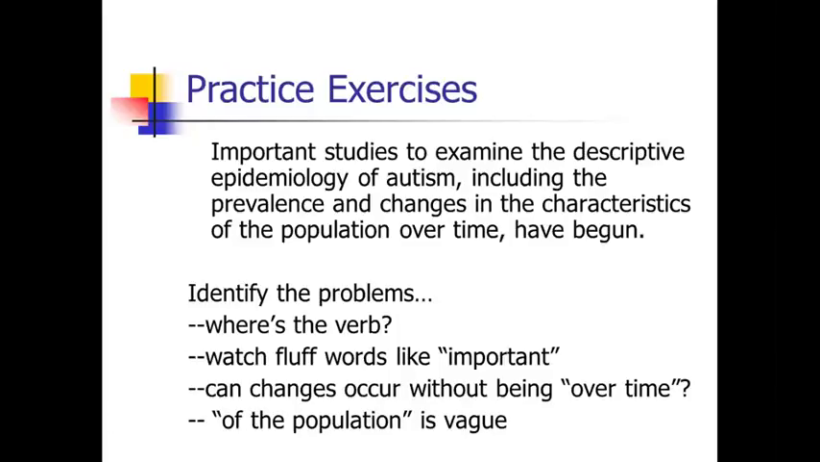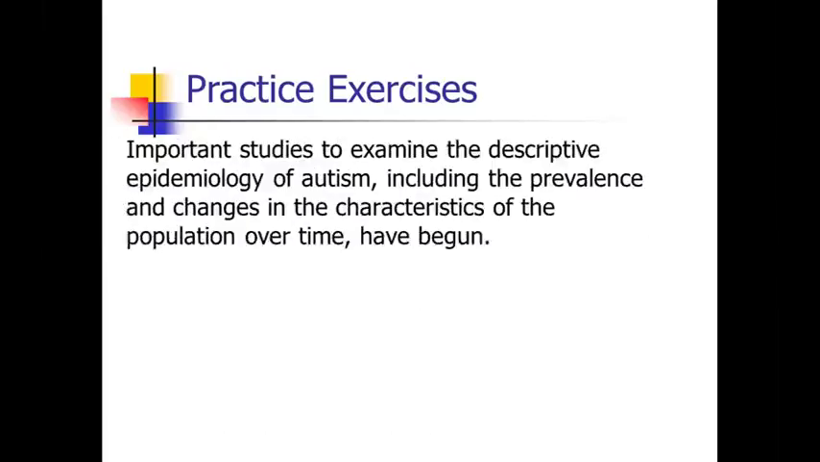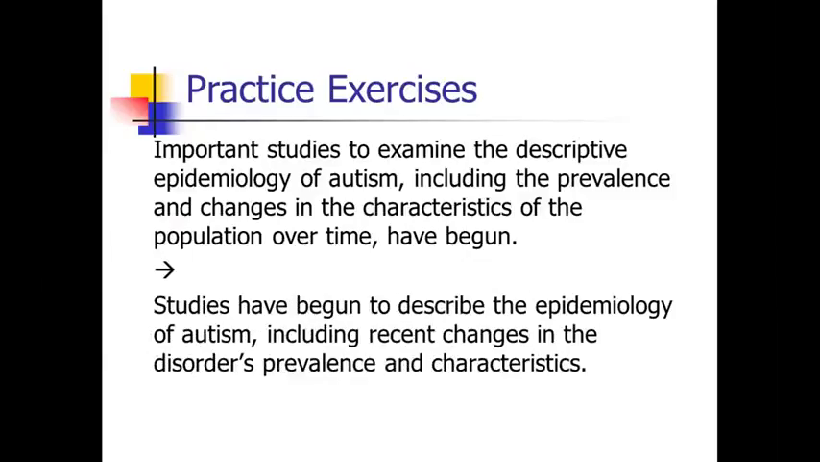And then at the end of the sentence, we get this, in the characteristics of the population. Well, that's very vague. Of what population? Unless you're going to specify a particular population, then of the population is just too vague in general to add anything. It's just extra words then. You might as well cut it. So I took this sentence and rewrote it, keeping all of these points in mind. To studies have begun, notice I moved the verb up, studies have begun to describe, notice instead of examine the descriptive, I put to describe the epidemiology of autism, including recent changes in the disorder's prevalence and characteristics.